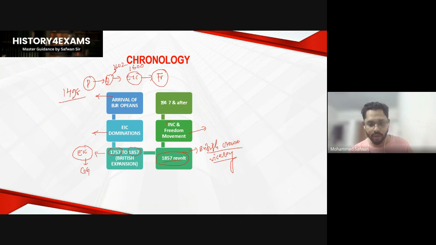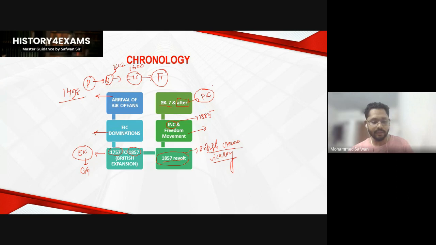Thus, we have one of the very important bodies, the Indian National Congress, since 1885. Until 1947, we discuss different phases, different natures, and different leaderships of this freedom movement. And after that, we have to discuss the post-independence history as well. So this is the chronological understanding of what major things happened in the British period, or the modern history of India.